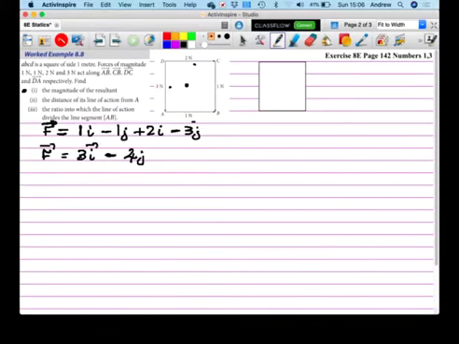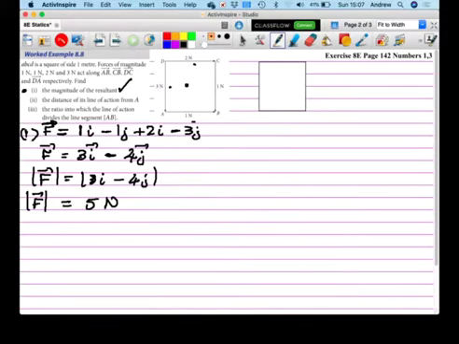Now the question actually did specify working out the magnitude of this force. So the magnitude of this force is going to be the magnitude of 3I minus 4J. It's a 3, 4, 5 triangle. So therefore the magnitude is equal to 5 newtons. And that's the end of part 1.